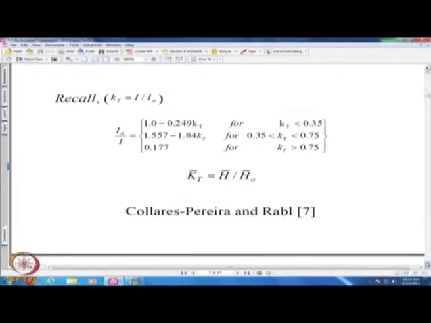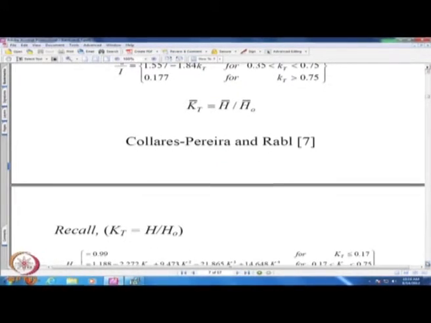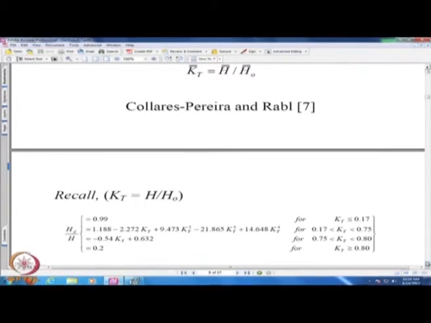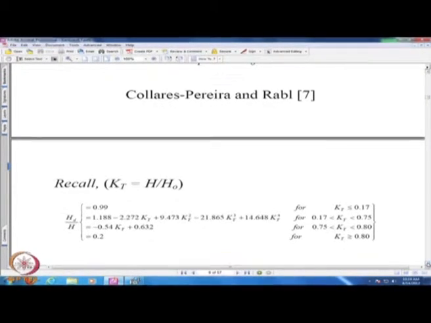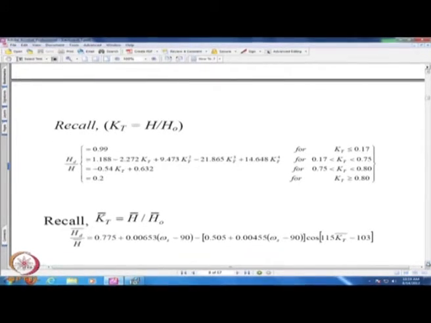and Collares-Pereira and Rabl have given the relations for the daily diffuse fraction in terms of the daily clearness index, that is Hd by H, and also Hd bar by H bar, which is nothing but the monthly average daily diffuse radiation to the monthly average global radiation.